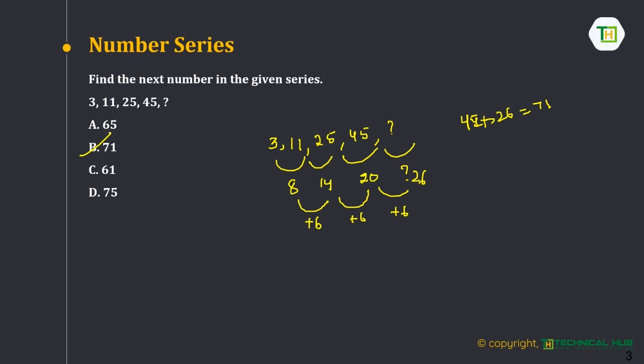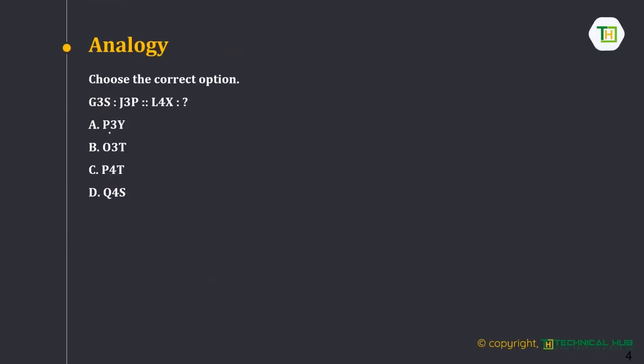Okay. Next one. Choose the correct option. One word is given. So this problem is which topic? Analogy. Analogy means similarity. There is a logic between the first two. Identify the logic and apply the same logic to the third one to get the fourth.